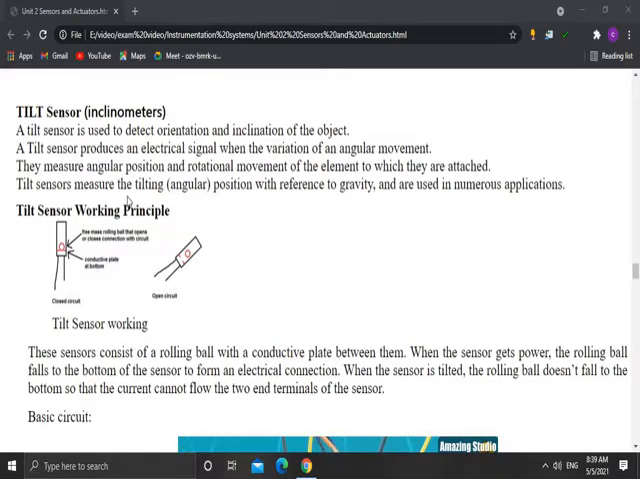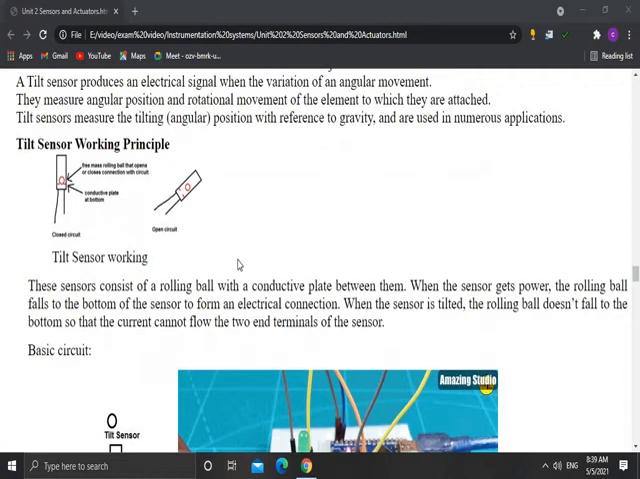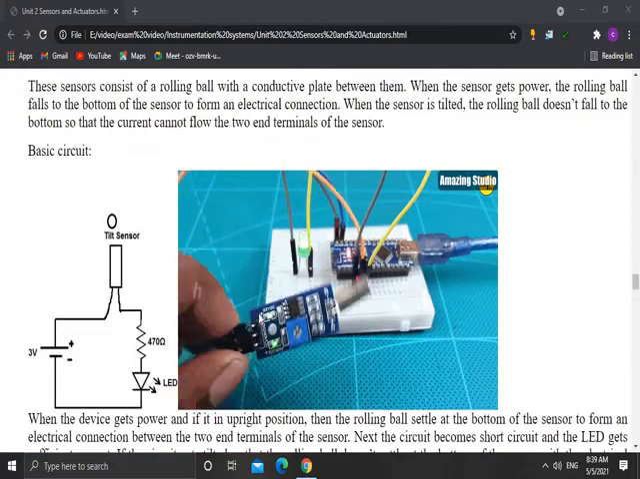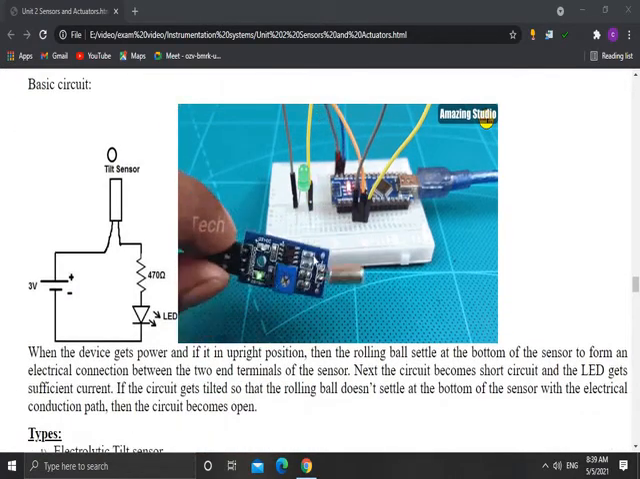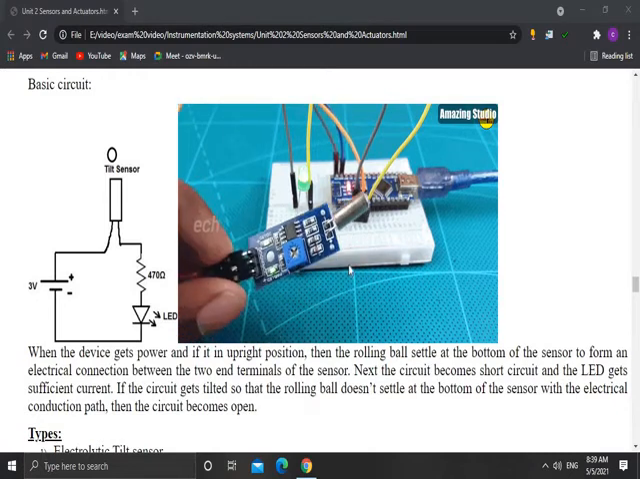Tilt sensors measure the tilting, that is angular position, with reference to gravity and are used in numerous applications. So the tilt sensor takes the reference of the earth's gravity and then it shows the angle. So here we can see the basic principle of working of a tilt sensor. Here in this project also you can see how a tilt sensor looks like.